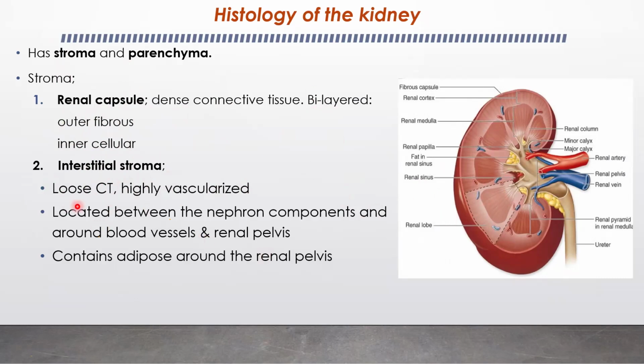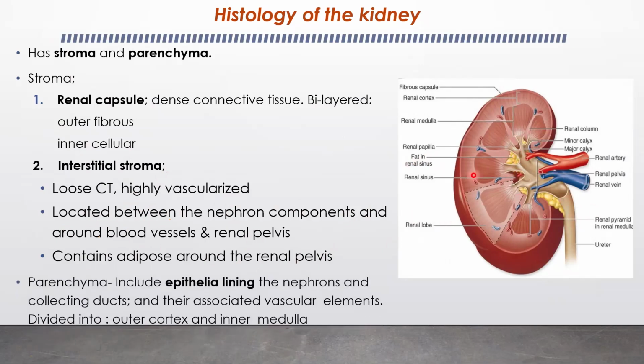It is located between the nephron components and around blood vessels and the renal pelvis. So even this part containing fat will contain the interstitial stroma, which contains adipose tissue around the renal pelvis, as you can see here.